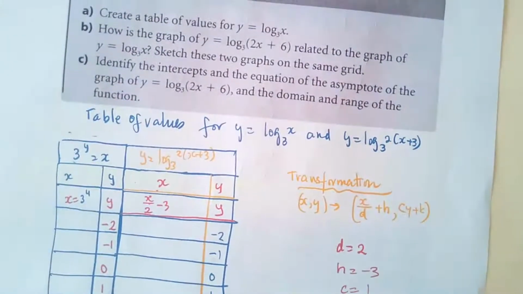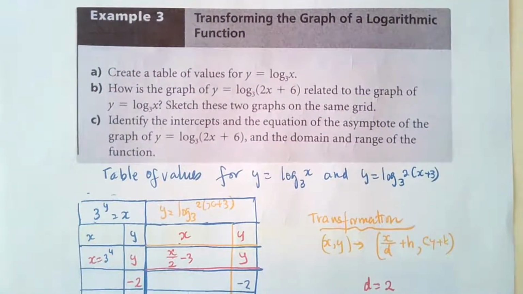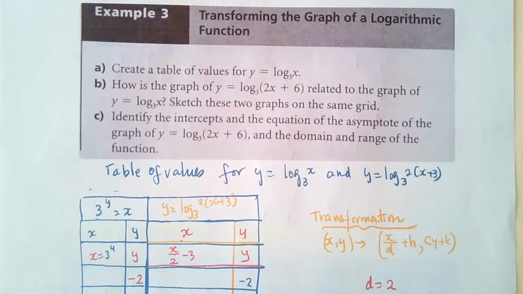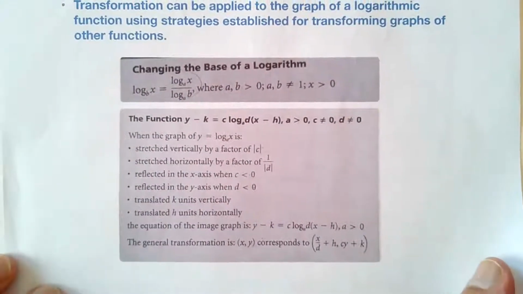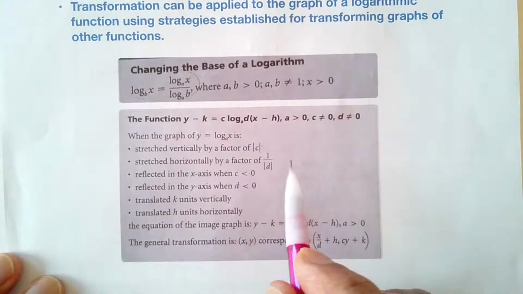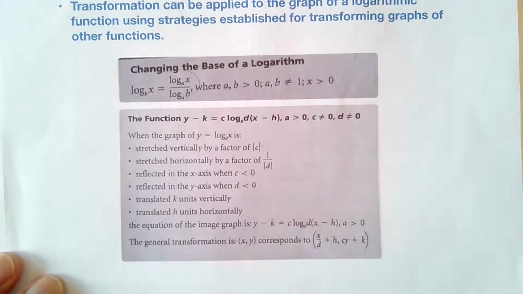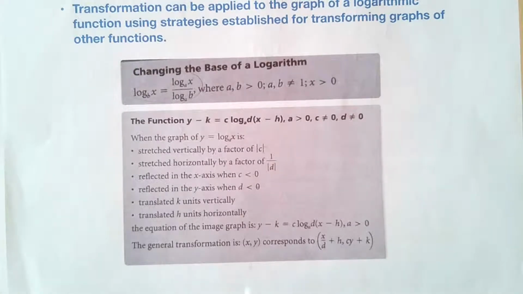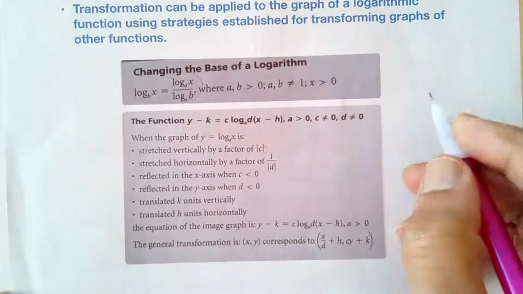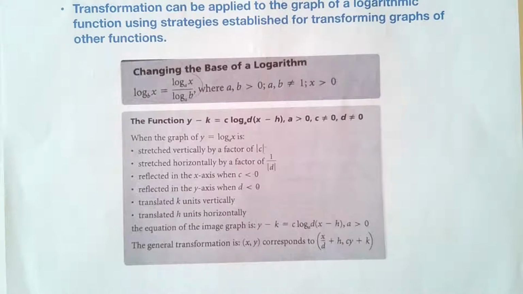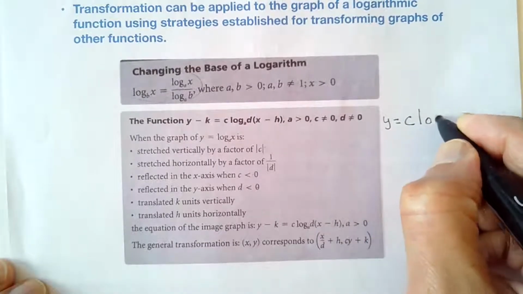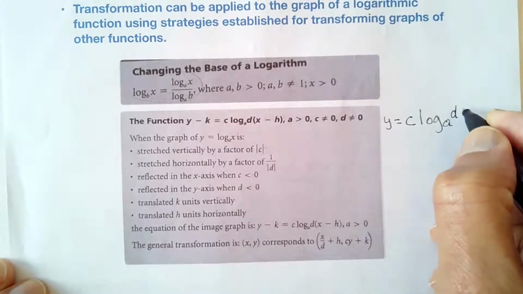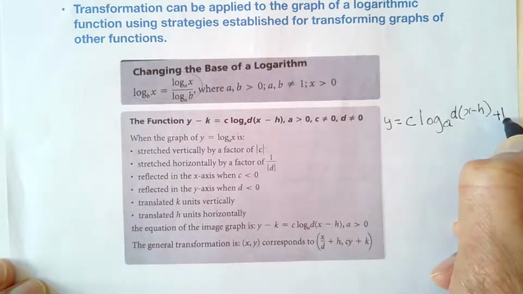Okay, we're going on to example 3. Now this is where we will be applying the transformation formula. Let's review that formula for a minute here. If you're given any kind of logarithmic function and transformation, it's similar to what we have done before in transformation. Here you have y minus k, or it could be written as y is equal to c log a of d into x minus h plus k.